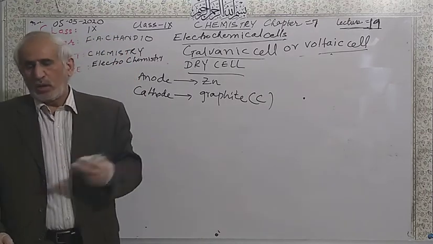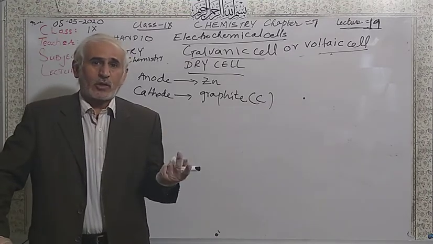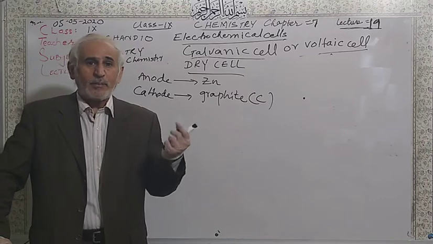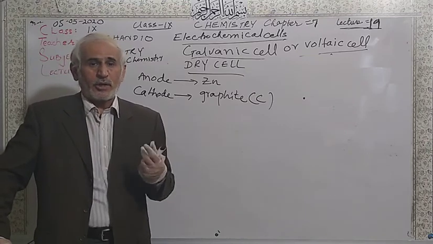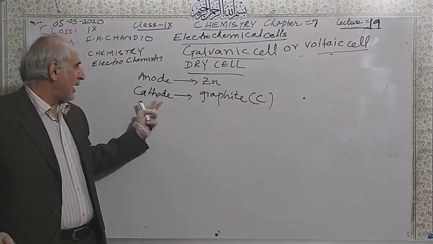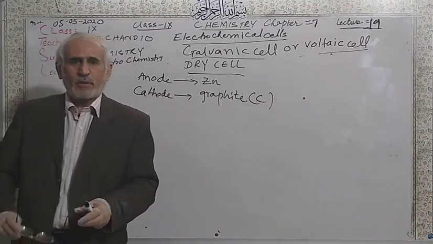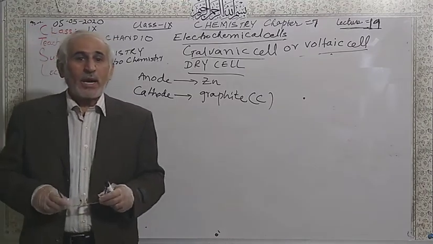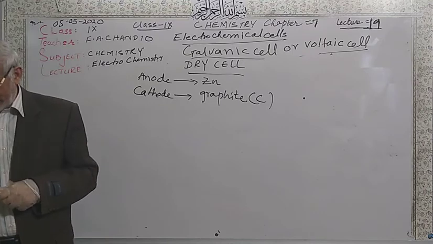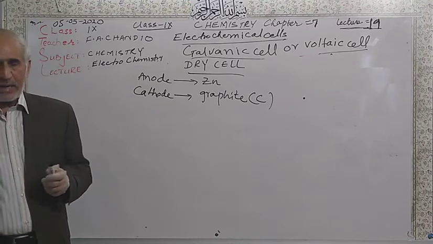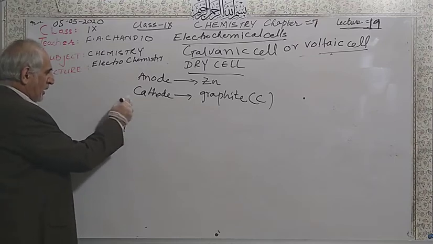The diagram is given in your book, or if you break this cell at home, you will find black powder inside with a carbon black rod. There is a graphite rod which acts as a cathode, and outside there is the container made up of zinc which acts as an anode. So the anode is outside and the cathode is in the center, this graphite rod.